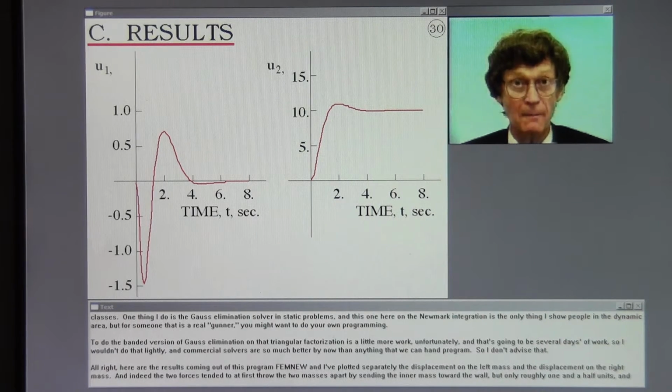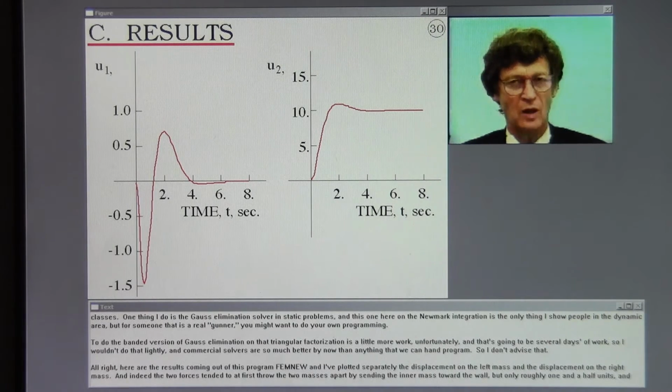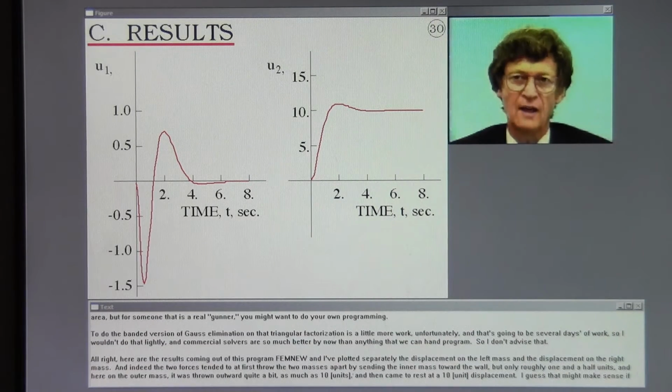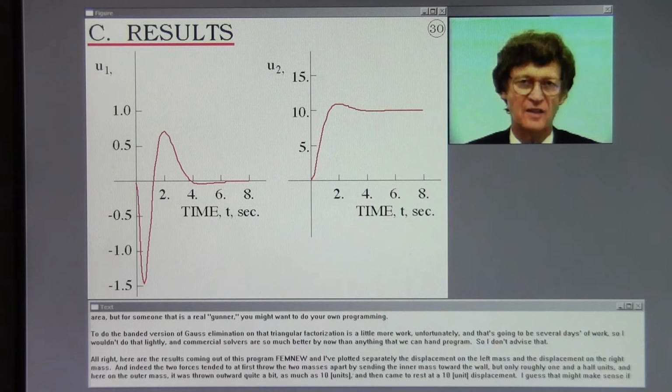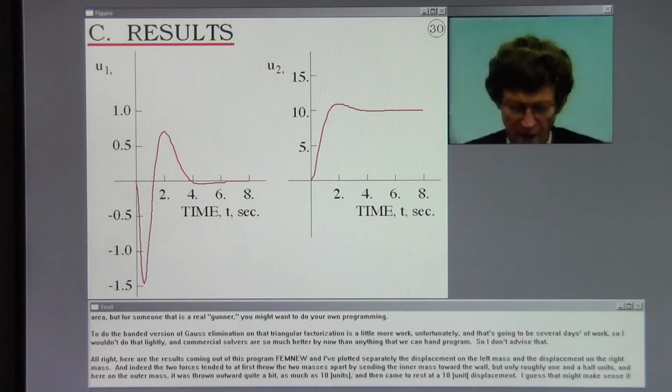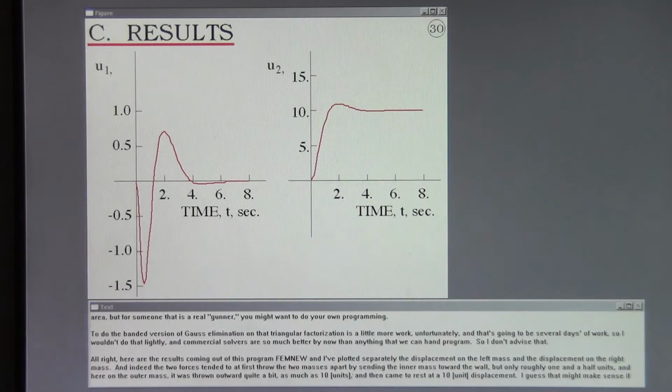To do the banded version of Gauss elimination on that triangular factorization is a little more work, unfortunately. That's going to be several days of work, so I wouldn't do that lightly. And commercial solvers are so much better by now than anything we can hand program that I don't advise that. All right, here are the results coming out of this program FEMNU.